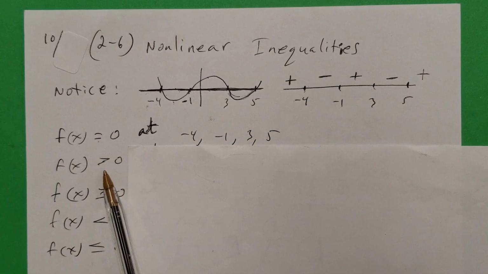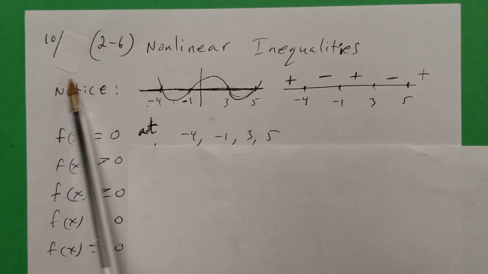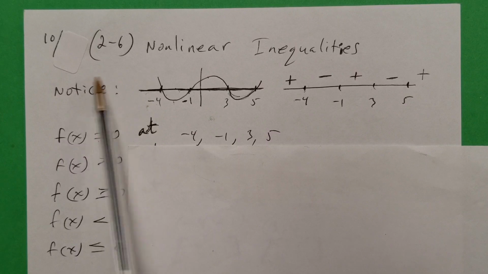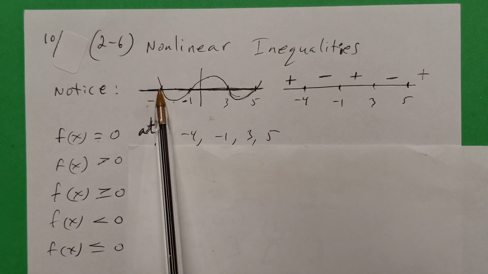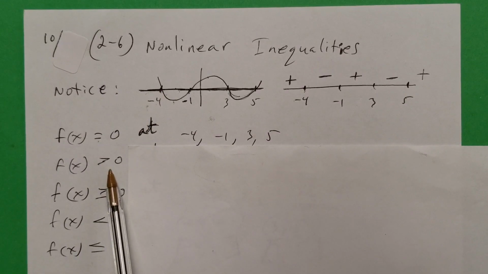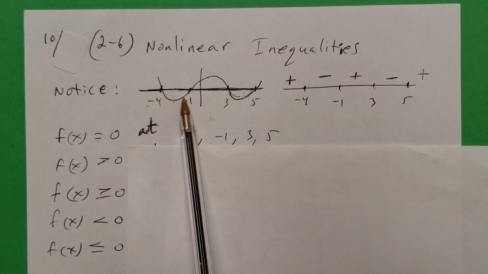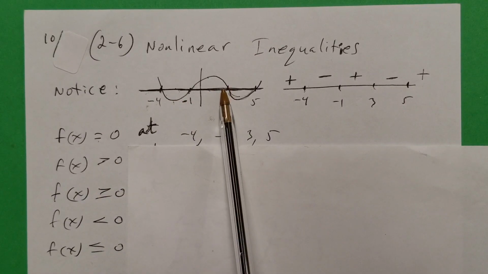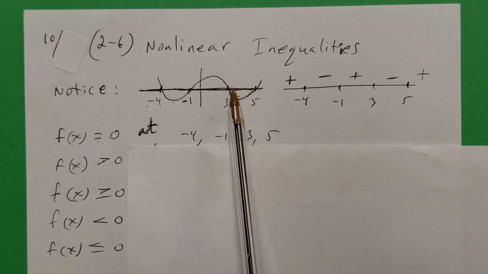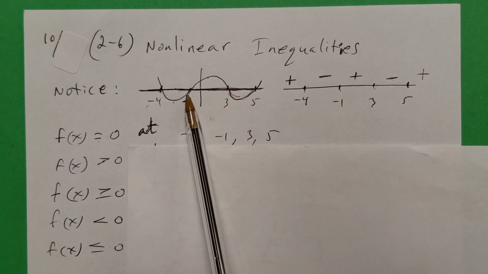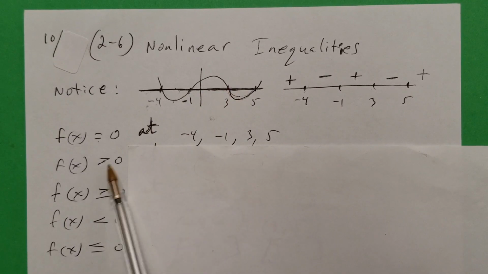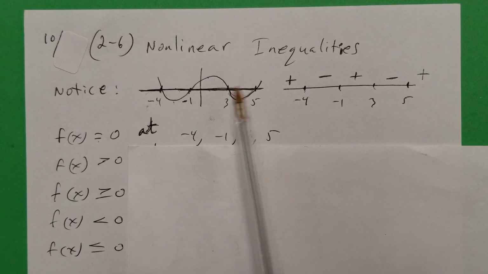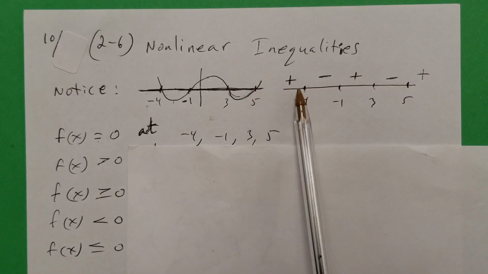When is it greater than 0? That means positive. That means above 0. So how would you write all the way to the left? So from -infinity all the way up to -4, it's greater than 0. And then not greater than 0, and this is greater than 0. From -1 to 3, but not including those, right? Because those are equal to 0. We want greater than 0 between here and here, and then from 5 onwards.